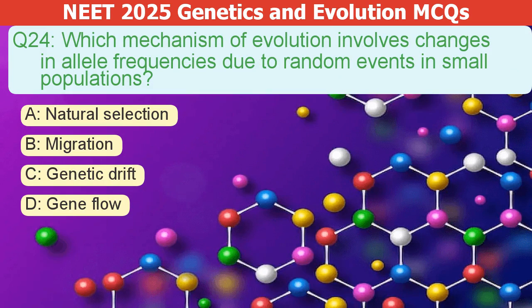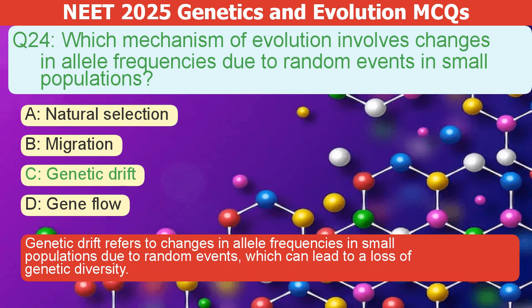Which mechanism of evolution involves changes in allele frequencies due to random events in small populations? A. Natural selection. B. Migration. C. Genetic drift. D. Gene flow. The correct answer is C. Genetic drift refers to changes in allele frequencies in small populations due to random events, which can lead to a loss of genetic diversity.